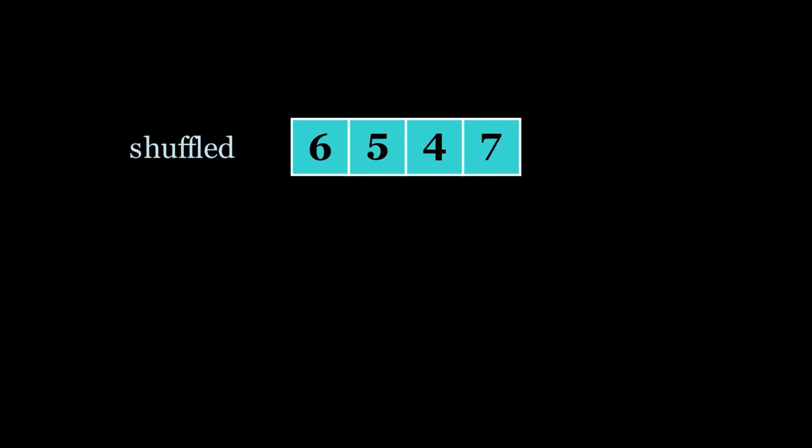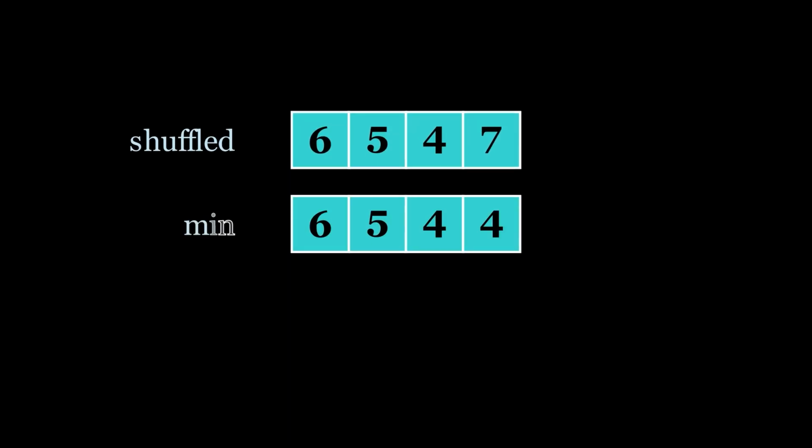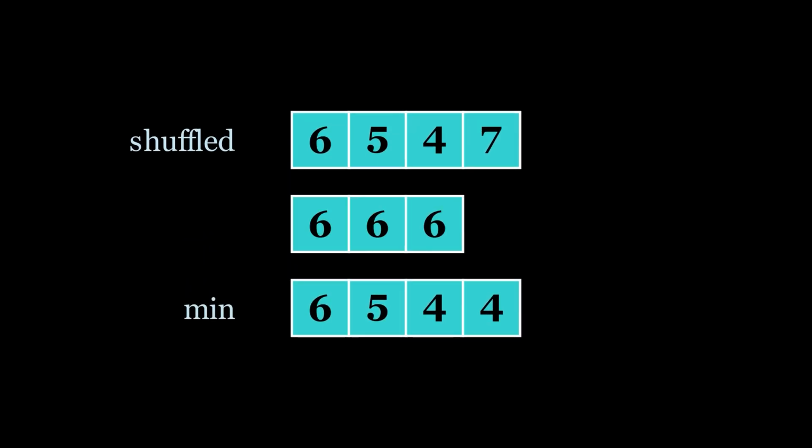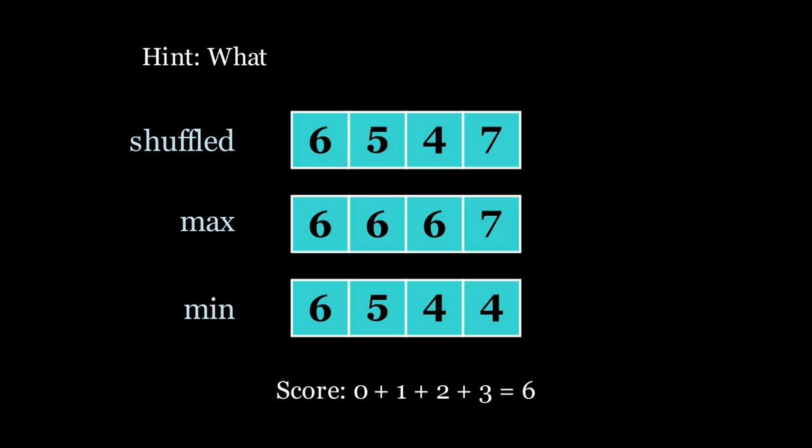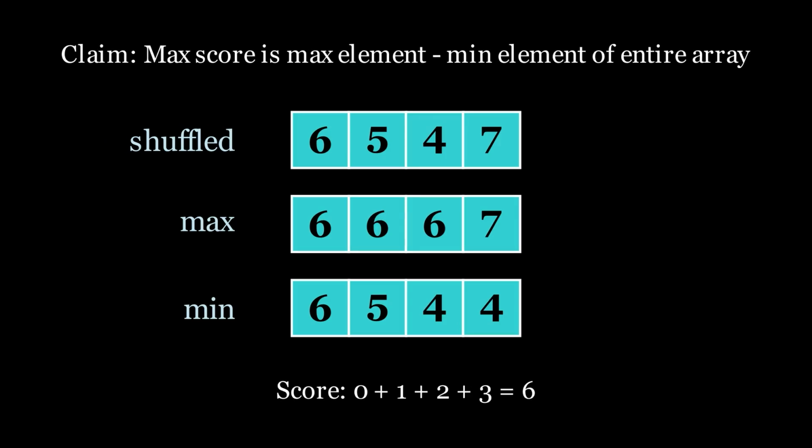In this problem, we are given an array of integers and we can shuffle them around however we want to. The score of this array is the sum of prefix minimums minus the sum of prefix maximums. We want to find the max possible score after shuffling the array. Firstly, what's the largest possible score for one index? Claim the largest possible difference is the max element minus the min element.